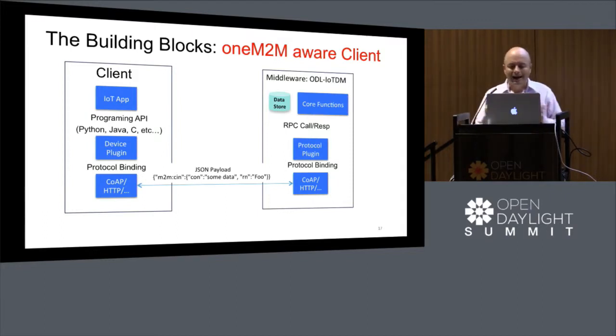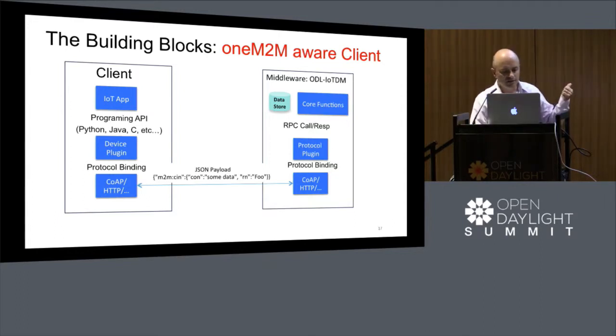So at the end of the day, you have this configuration. You have a client. This client is very generic. It could be an IoT management station, or it could be an end device or a gateway. It doesn't really matter. In this client, you have an IoT application, you have a device plugin, and you have some protocol bindings of some sort. The middleware side, this is us. This is IoTDM and ODL. You have also the protocol binding, you have the plugins, and you have the IoTDM core and the data store.